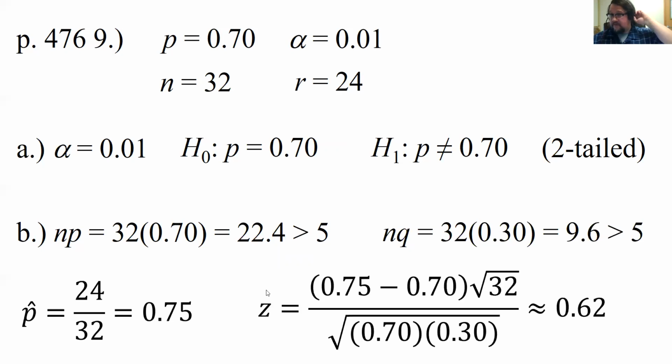All right, so let's calculate our z-value. We take 0.75 minus 0.70, and divide that by the square root of the product of our probability of success times our probability of failure divided by our sample size of 32. That gave us a z-value of 0.62.